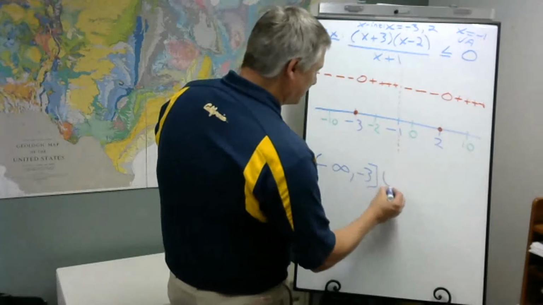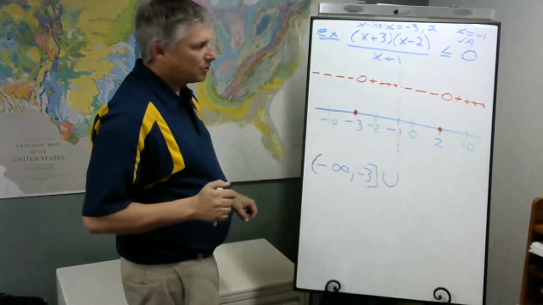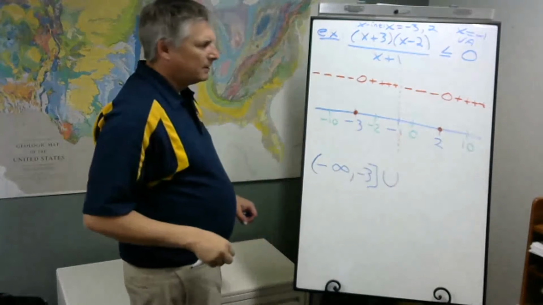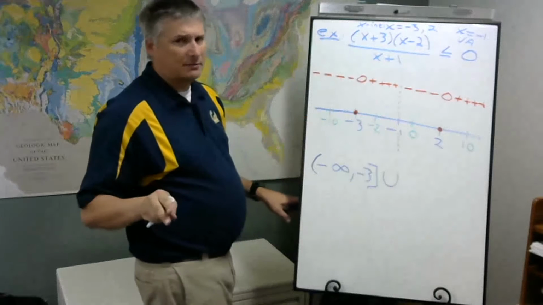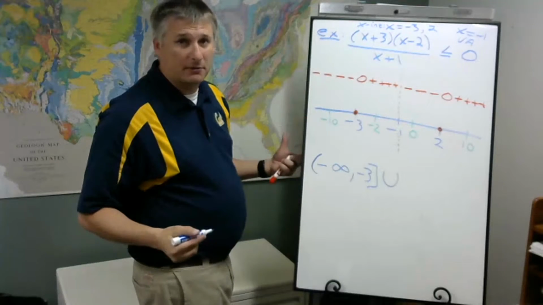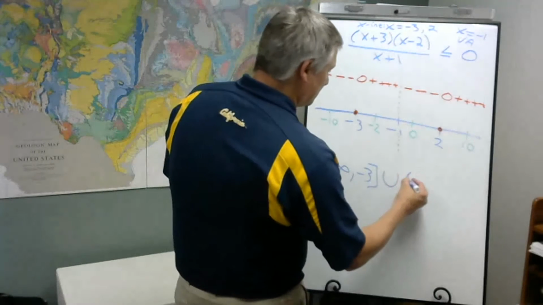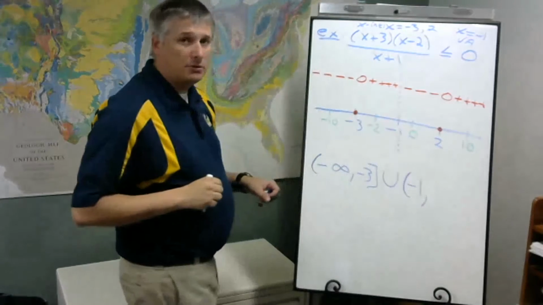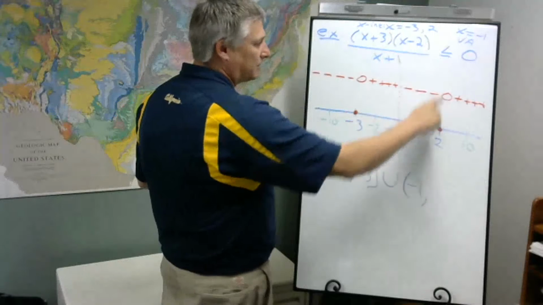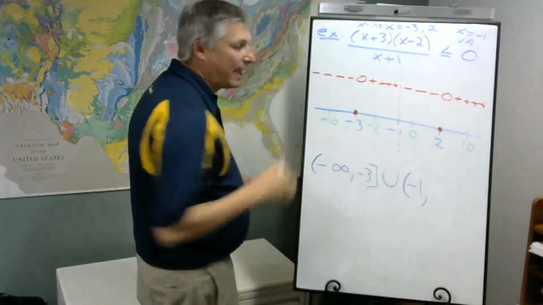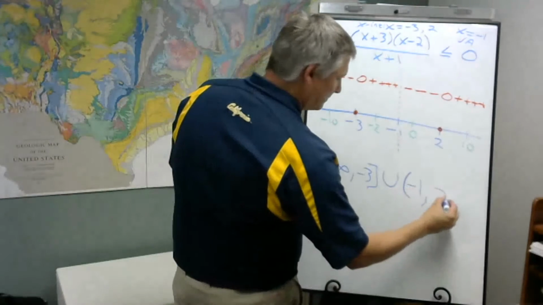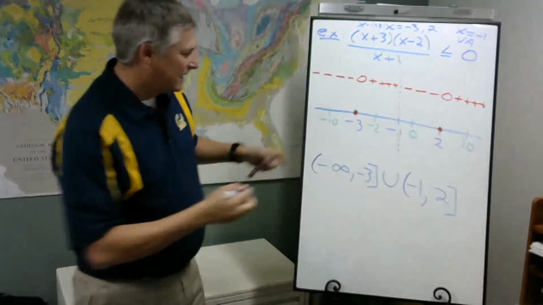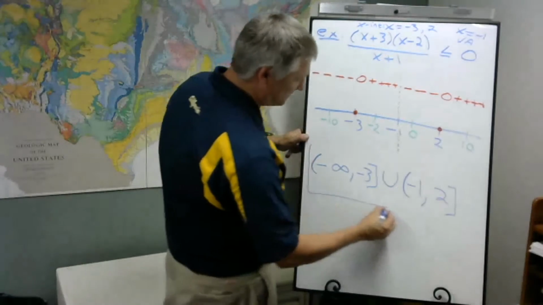Now here, it's also going to be negative from -1 to 2. Now, we don't include the vertical asymptote. Again, the function doesn't have a value there. So -1, comma, and we do include 2, though, because we could be equal to 0. The function is 0 at 2. And that's our answer.